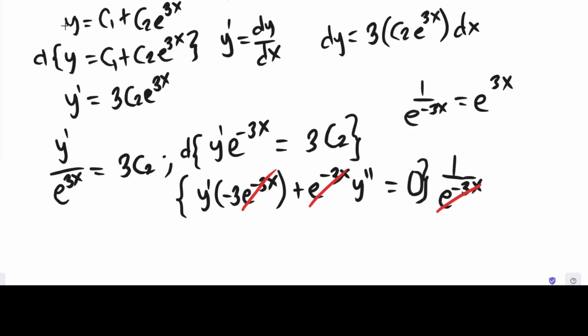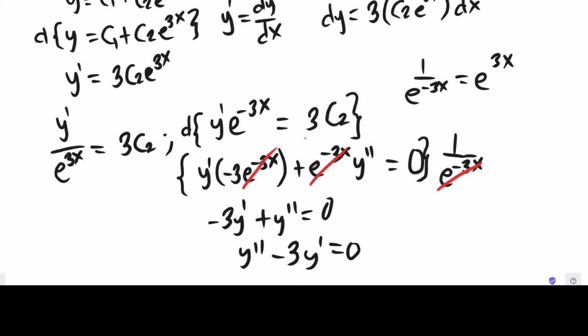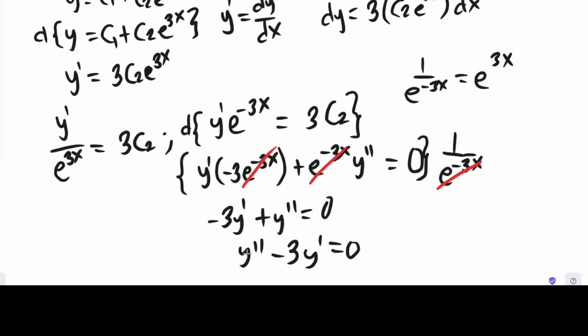Of course, multiplied by 0 will be 0. So negative 3y prime plus y double prime is equal to 0. Or rewriting this one, we will have y double prime minus 3y prime is equal to 0. So this will be our answer. So this is our DE from y is equal to c1 plus c2 e raised to 3x, right?